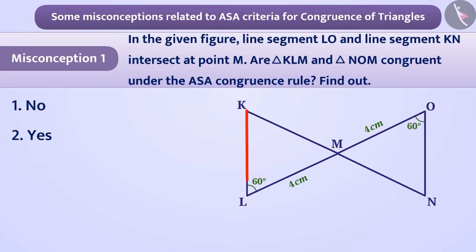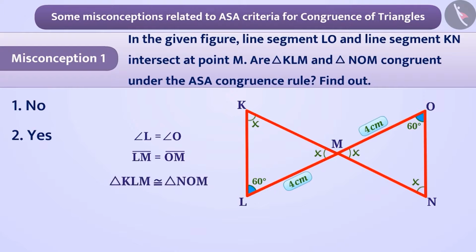In the given figure, one angle of triangle KLM and triangle NOM are equal. That is, angle L is equal to angle O. And the sides of both triangles are also equal. That is, LM is equal to OM. But since the measurement of the other angles are not shown, some students believe that both triangles, triangle KLM and triangle NOM, are not congruent under the ASA congruence rule. But this is a wrong assumption. Therefore, option 1 is the wrong answer.